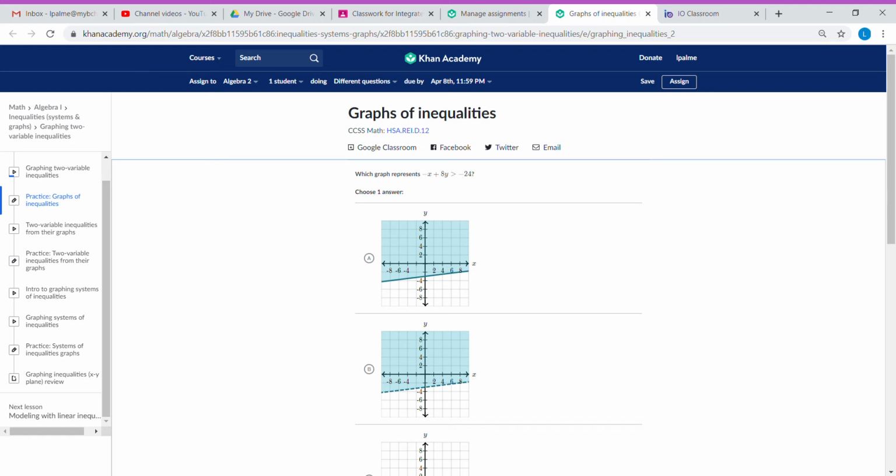Hi everybody. Okay, so today we are going to do graphs of inequalities. The question is, which graph represents negative x plus 8y greater than negative 24?